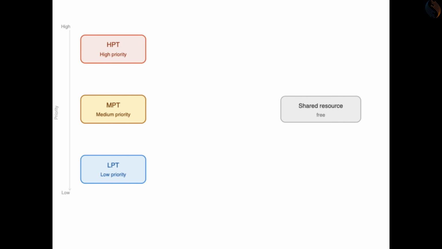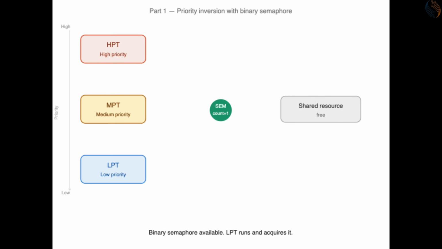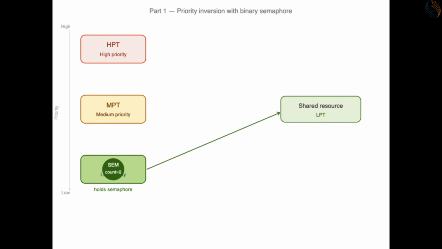This is exactly what is called priority inversion. A medium priority task is effectively making a high priority task wait, not because it holds any resource the high priority task needs, but simply because it is occupying the CPU and blocking the task that does hold the resource. This is one of the most significant issues when using binary semaphores in FreeRTOS.